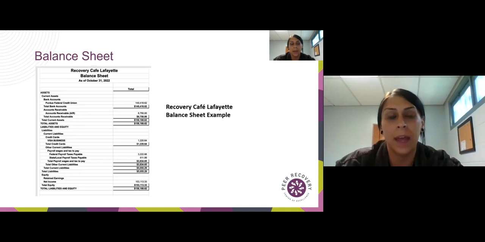Do any of you guys have any other questions about balance sheets before we move on to the budget versus actuals?